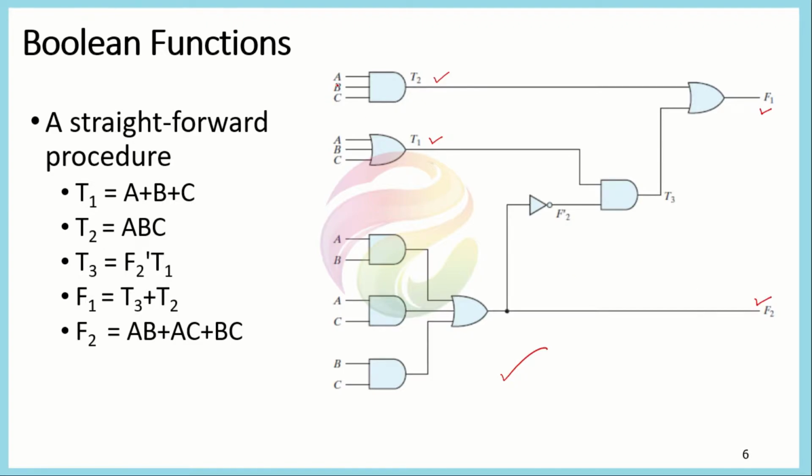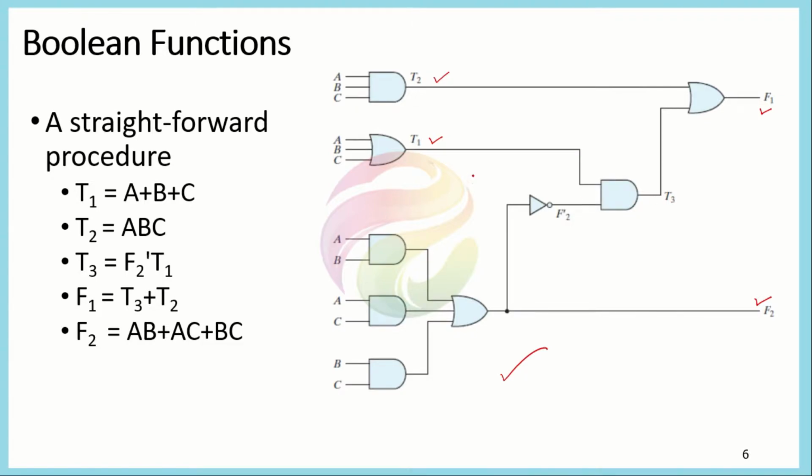We can clearly see what the inputs and outputs of the system are, because it is clear from the figure that F1 and F2 are the outputs while A, B, C are the inputs to the system. So first we have identified the inputs and the outputs of the system, and then we have marked the important points of the system. Say we have represented this as T1, this as T2. Similarly, we have represented this as T3.